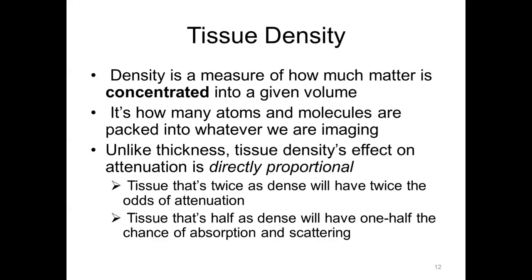And unlike thickness, tissue density has a directly proportional effect on attenuation. So it's 1-to-1. If you have tissue that's twice as dense, it's going to have twice the odds of attenuating X-rays rather than transmitting them. Tissue that's half as dense will have half the chance of absorption and scattering.